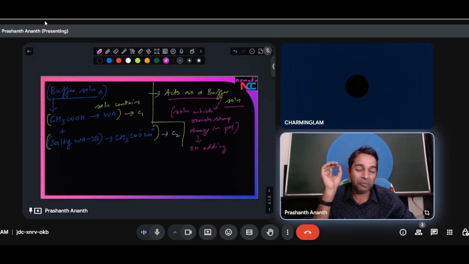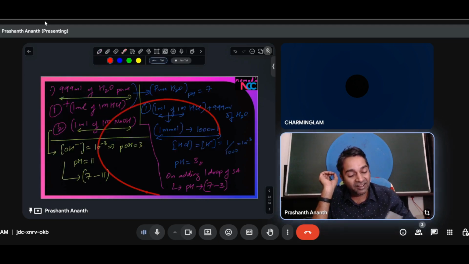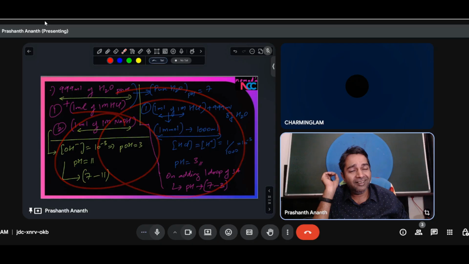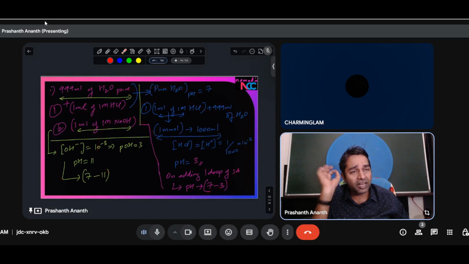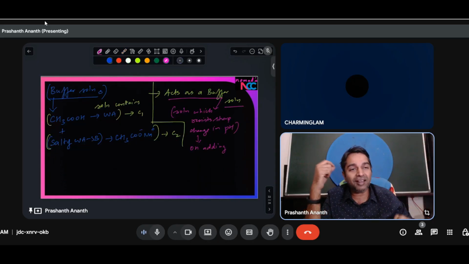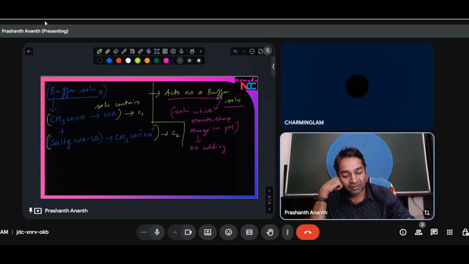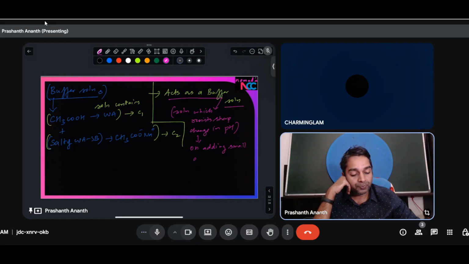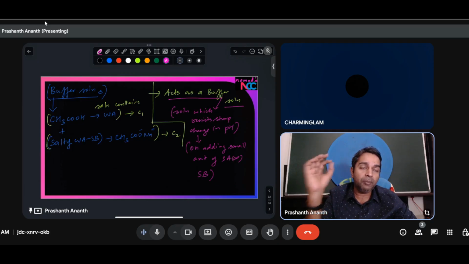No, not titration. Did I talk about titration here? I did not talk about titration. Sharp change in pH is not just titration. Don't jump to conclusions. Just because you have learned something doesn't mean that has to be the answer for sure. So on adding a small amount of strong acid or strong base, you will usually have a sharp change in pH happening, or it can happen.